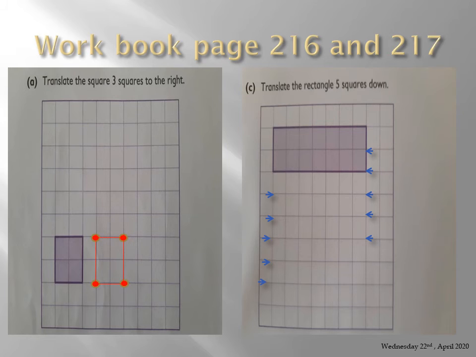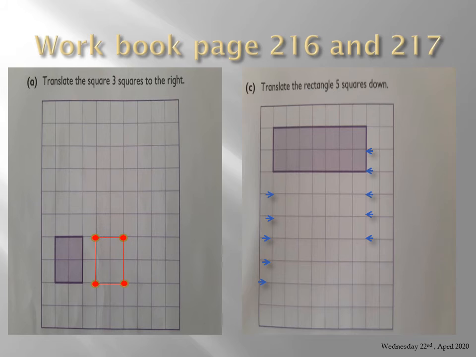Sometimes you might make a mistake to think that 3 squares to the right means you will count from the whole shape, then leave 3 boxes in the middle, and then move to the next one. No, you don't count the whole shape. You count point by point.